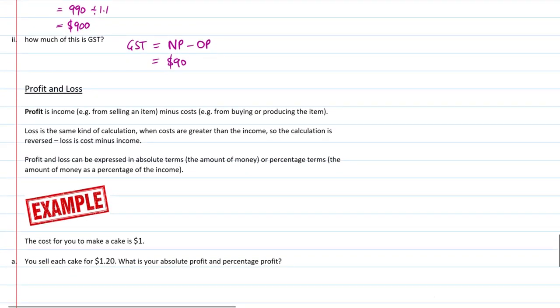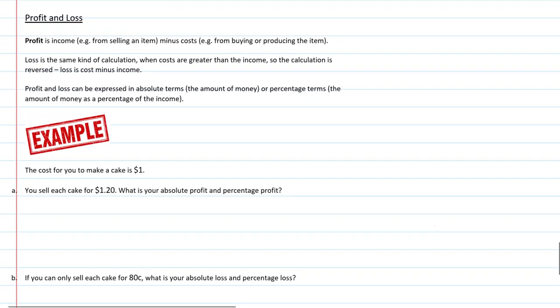Now let's talk quickly about profit and loss. Profit is income from selling an item minus the costs. So for example, if I am able to buy furniture, say tables, for $200 and sell them for $300, I'll be making a profit of $100 per table. And if I sell 6 of them, I'll make a profit of $600. It's not the money I take in. I'll take in 6 times $300, which is $1,800, but I lose some of that because I have to give it away to buy the tables in the first place.